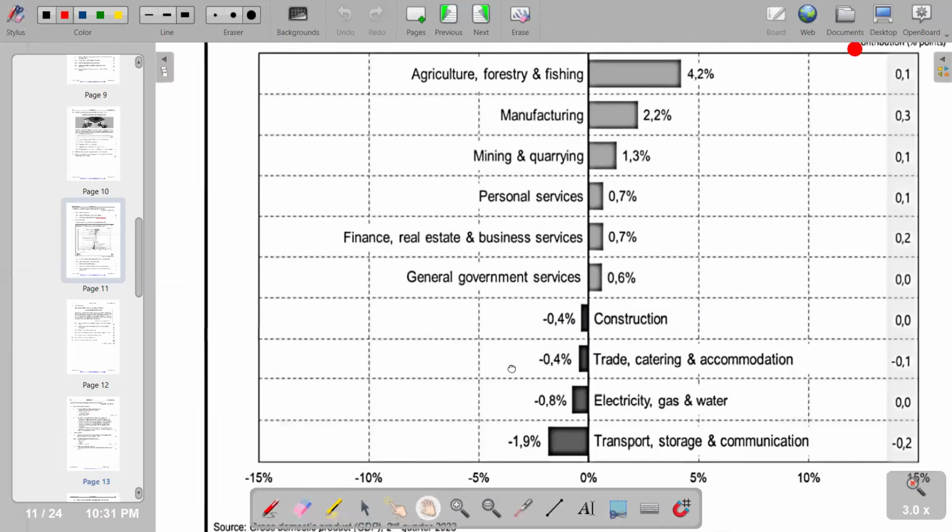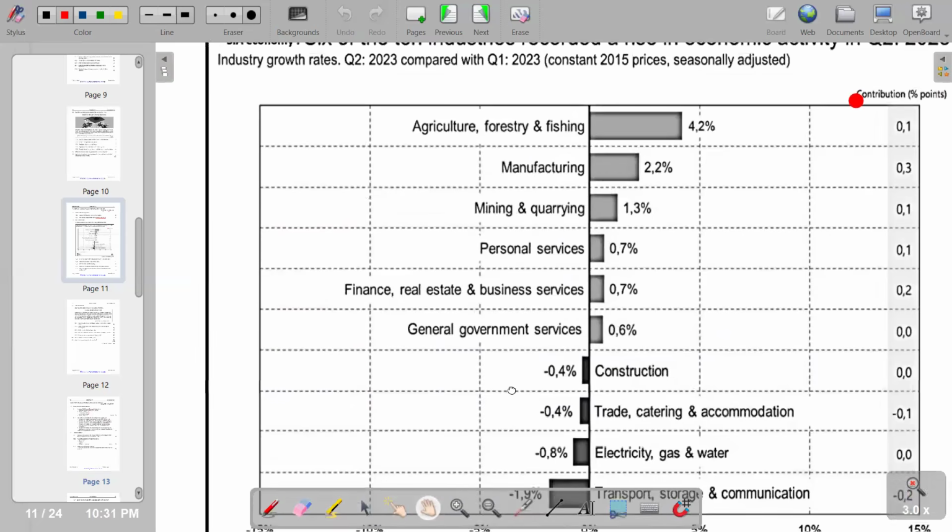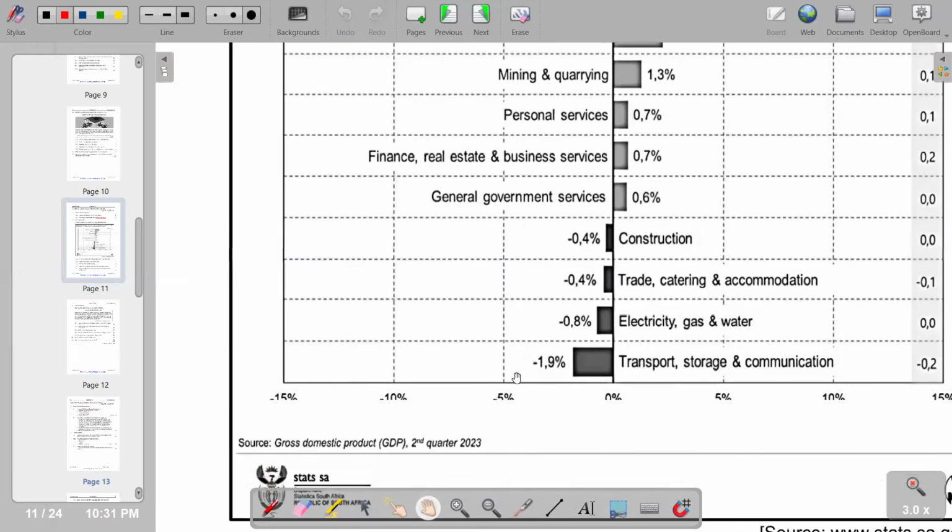you see the one with the least percentage. And the least percentage, we are seeing that it's negative 1.9. That's at the least, negative 1.9 on this part. Which is transport, storage, and communication. So that's our answer.